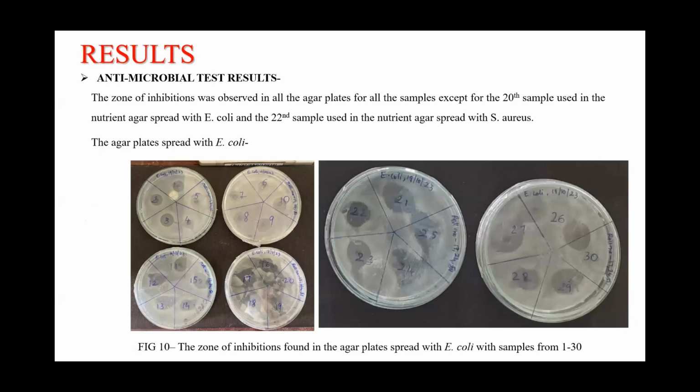Now coming to the results, the antimicrobial test results. Starting with these figures, we can see the zones of inhibition for all the samples that we have added with respect to E. coli and S. aureus. Now we haven't gotten results for two samples: the 20th sample that we used with E. coli and the 22nd sample that we used with S. aureus.